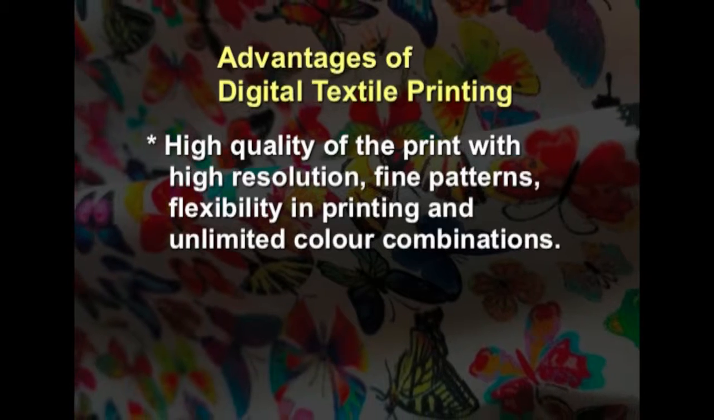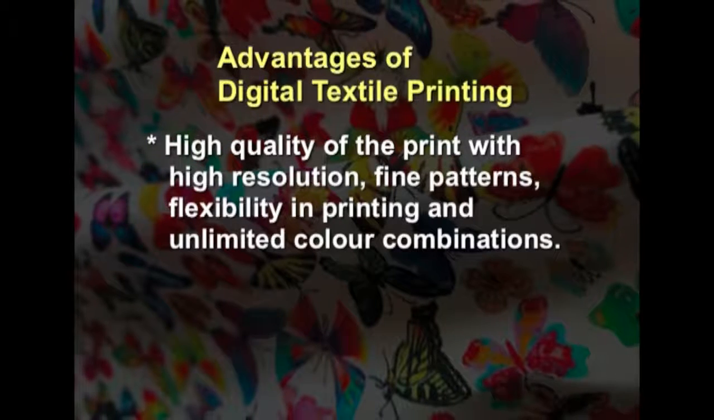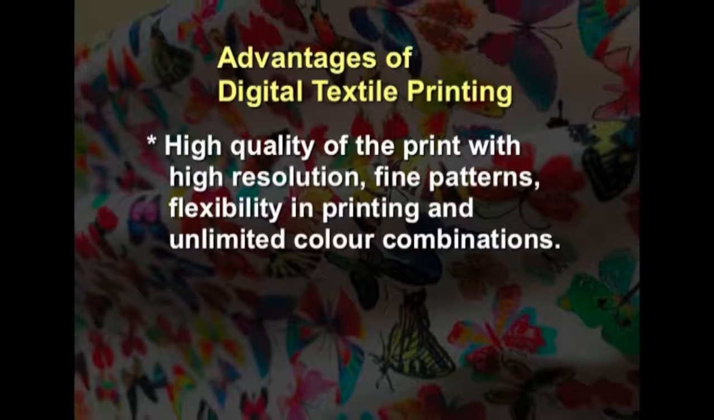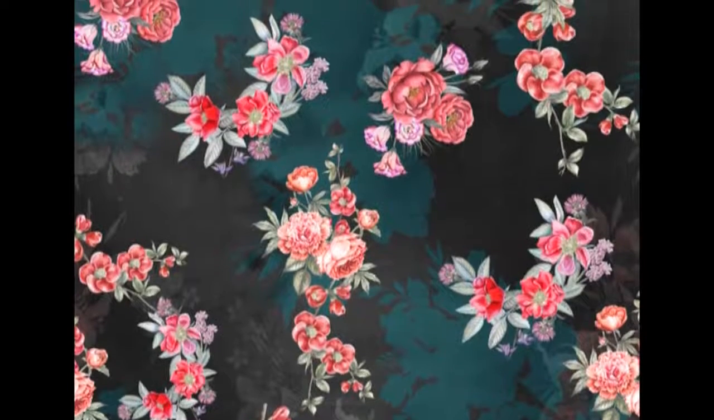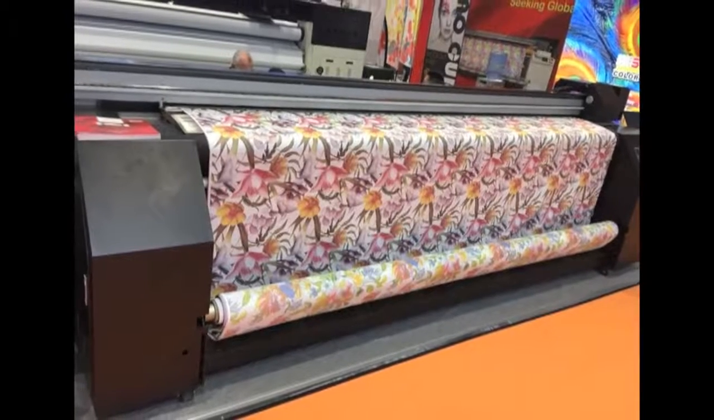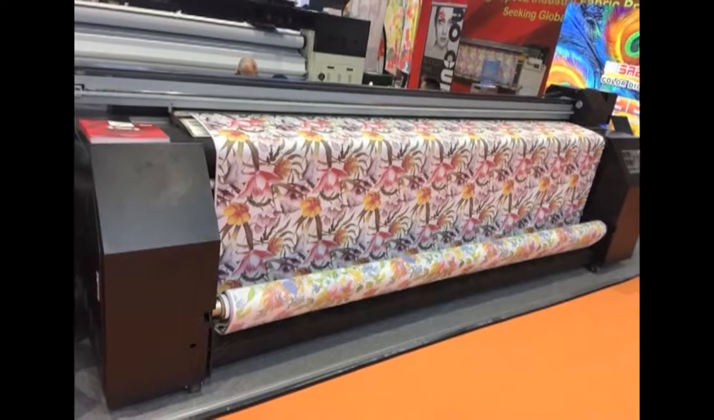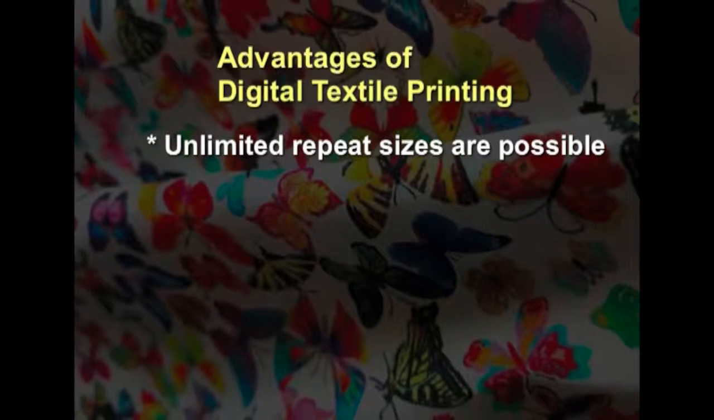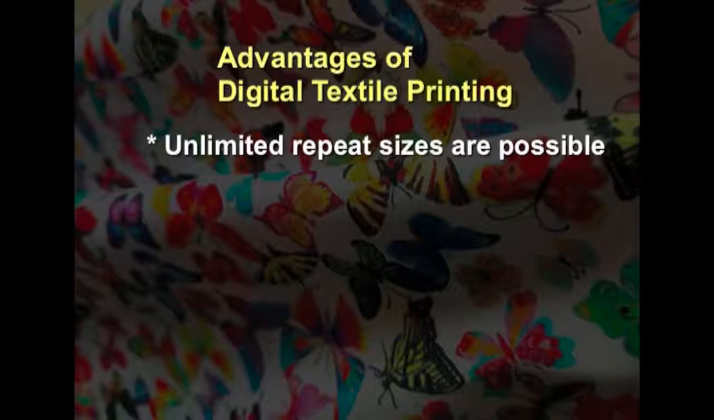The digitally printed textiles have a high quality of print with high resolution, fine patterns, flexibility in printing and unlimited color combinations. Very bright prints are possible in digital printing. Unlike rotary screen printing, there is no restriction on the maximum number of colors. Another advantage is that unlimited repeat sizes are possible, such as landscape designs, signages, etc., contrary to rotary screen printing, wherein the repeat size is limited to the circumference of the rotary cylinder.